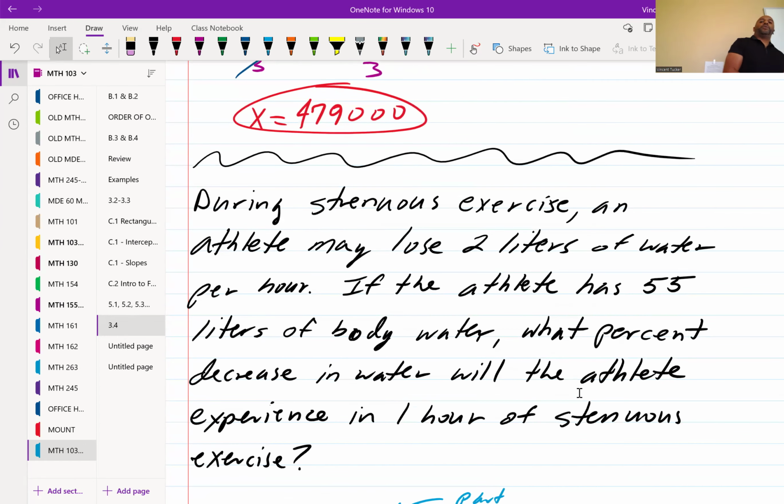So we got, during strenuous exercise, an athlete may lose 2 liters of water per hour. If the athlete has 55 liters of body water, what percent decrease in water will the athlete experience in 1 hour of strenuous exercise?